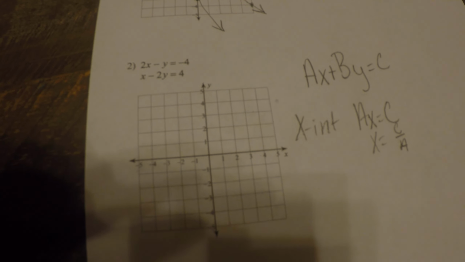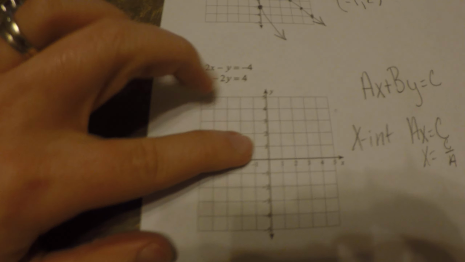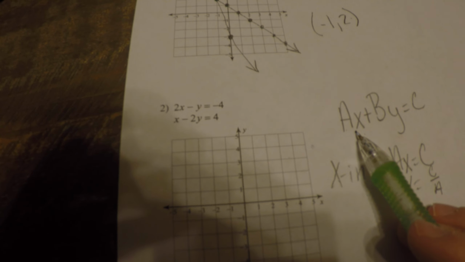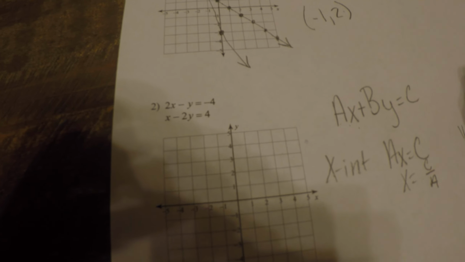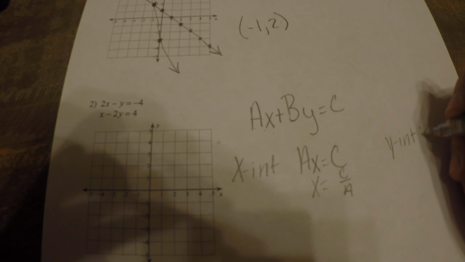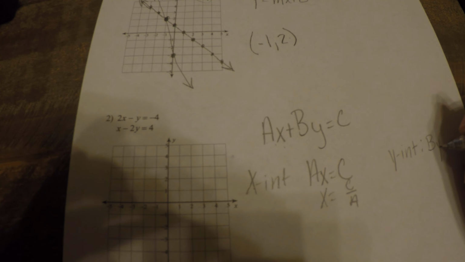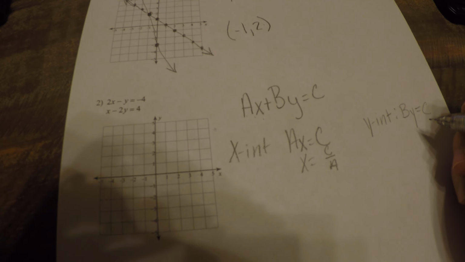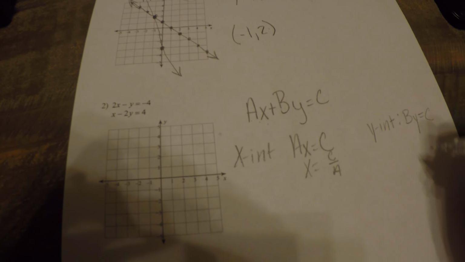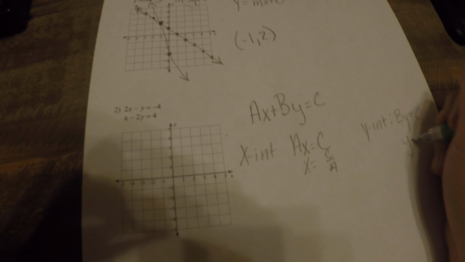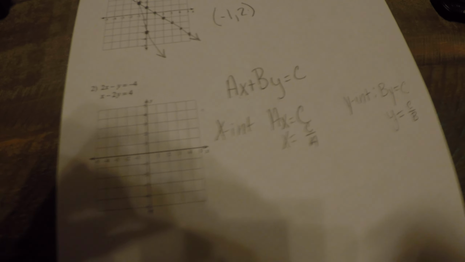For your y-intercept, it's the same kind of idea. When you're on the y-axis, your x value is always 0. So plugging in 0 for your x value, anything times 0 is just 0. So for your y-intercept, you're left with by equals c. And then you would divide by b. So y equals c over b.